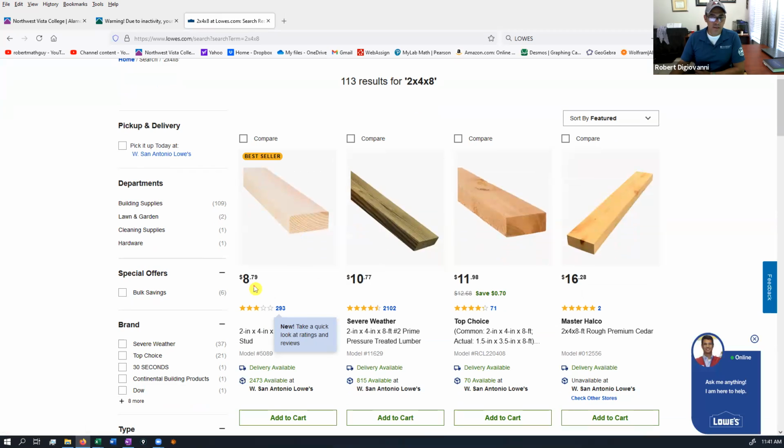$8.79. Okay, have you all heard? I'm sure you've heard in the news, prices for everything have gone up, right? Everything has gotten more expensive. $8.79. What percent increase is that?